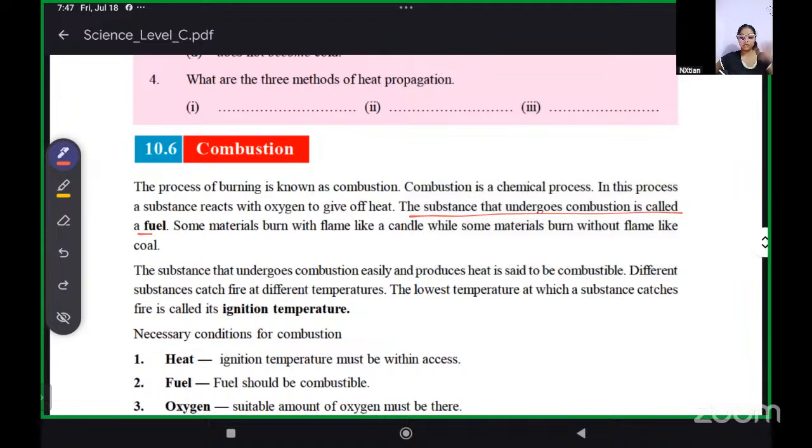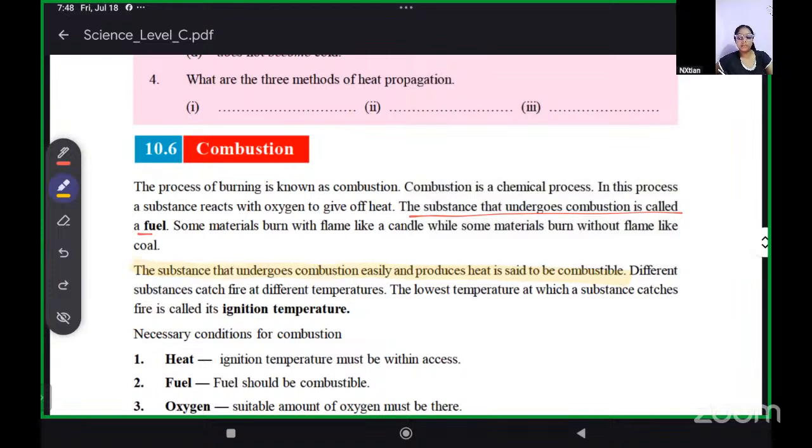The substances that undergo combustion easily and produce heat are said to be combustible. Different substances catch fire at different temperatures. Some substances catch fire at a slightly low temperature, but some substances need a very high temperature for them to catch fire.